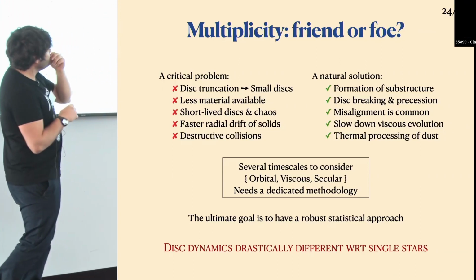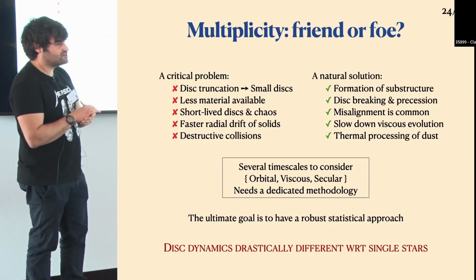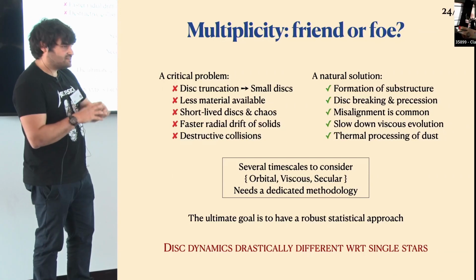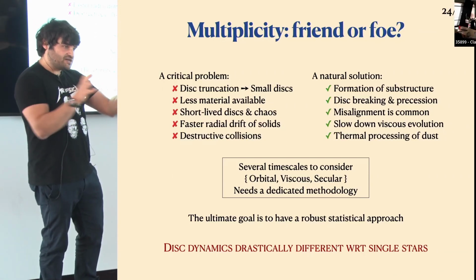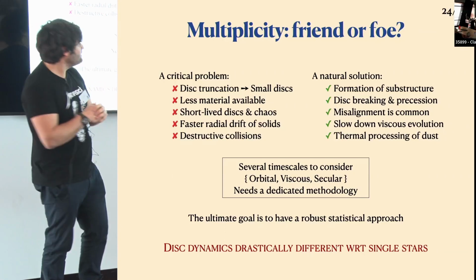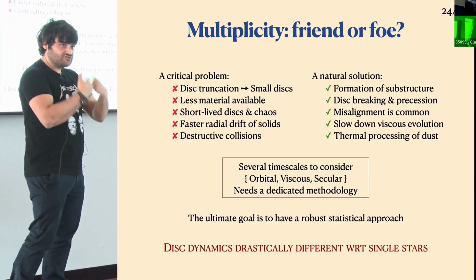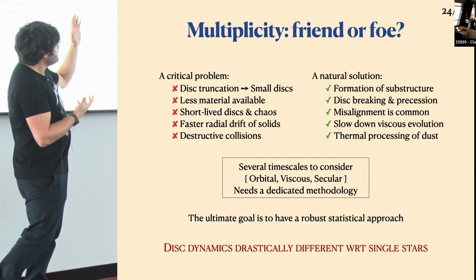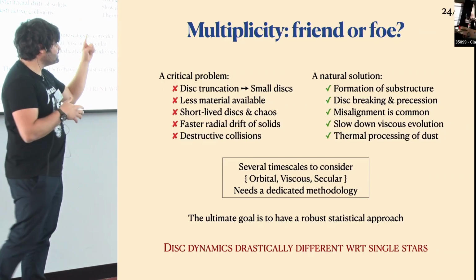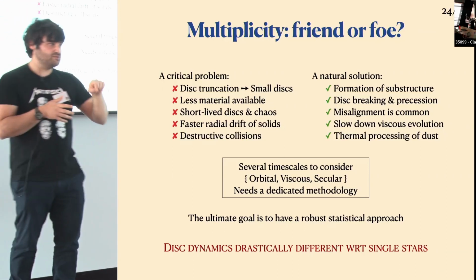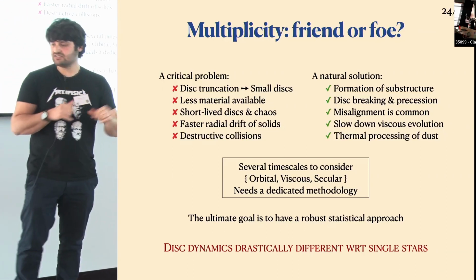But on the other side, we know, as I showed you, that we can form substructure, that we can break disks and make them precess. So this perhaps leads to planet formation, in that we can stop the drift of material. Then we have misalignment, which naturally arises from these configurations. We can also slow down viscous evolution in some configurations. And there is a thermal processing of dust that could be connected to what happened in the solar system before.